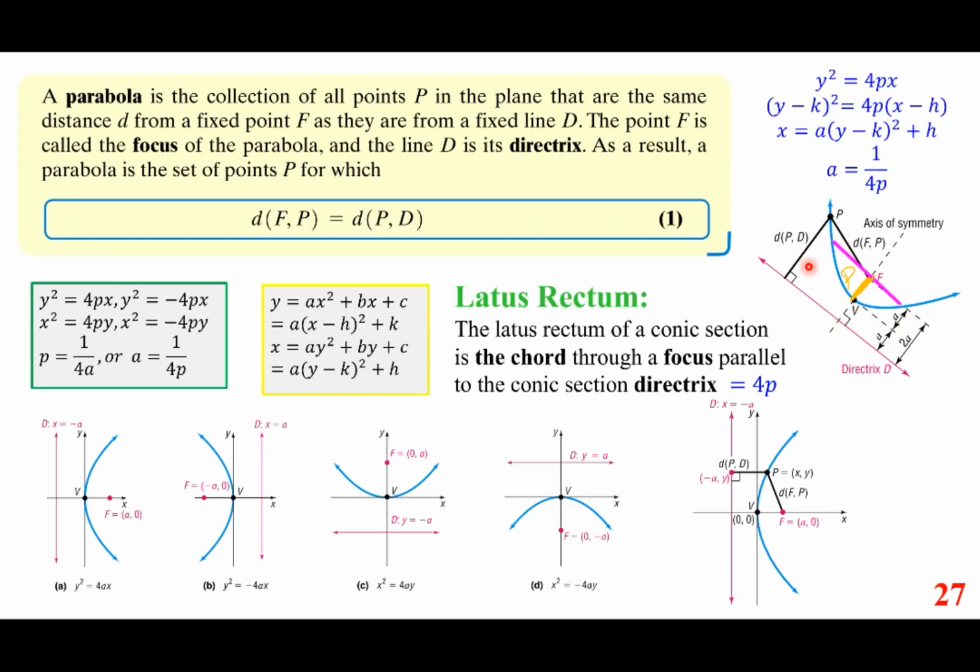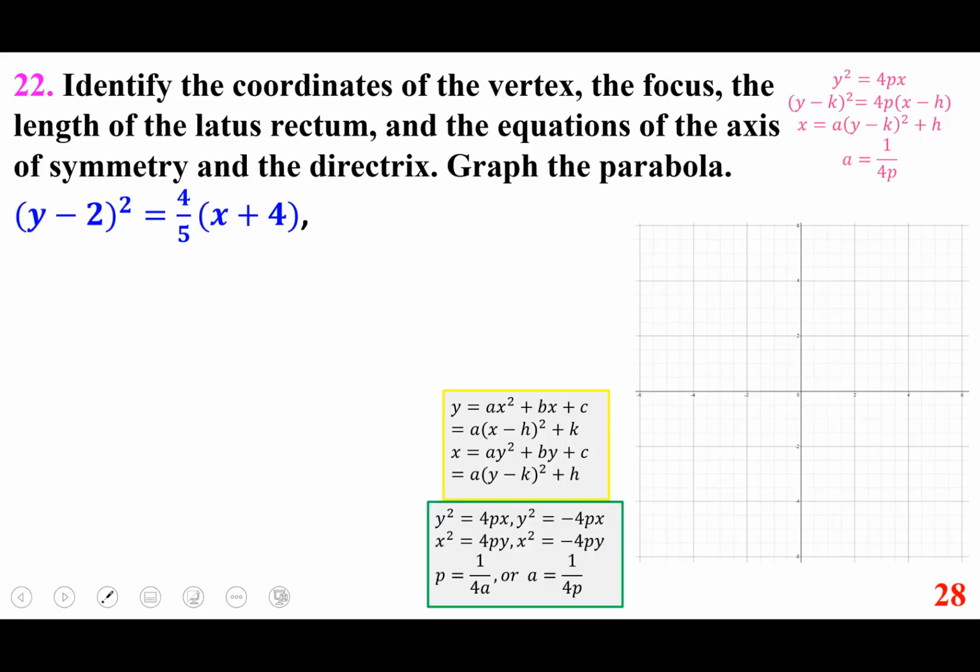So y squared equals 4px, y minus k quantity squared is 4p times x minus h. x equals a times y minus k quantity squared plus h, and what matters, a is 1 over 4p. So you don't have to memorize anything new. As long as you remember the intermediate algebra, you're in good shape. We're going to look at this one, and we have the formulas. Identify the coordinates of the vertex, the focus, the length of the latus rectum, and the equation of the axis of symmetry and the directrix, then graph the parabola.